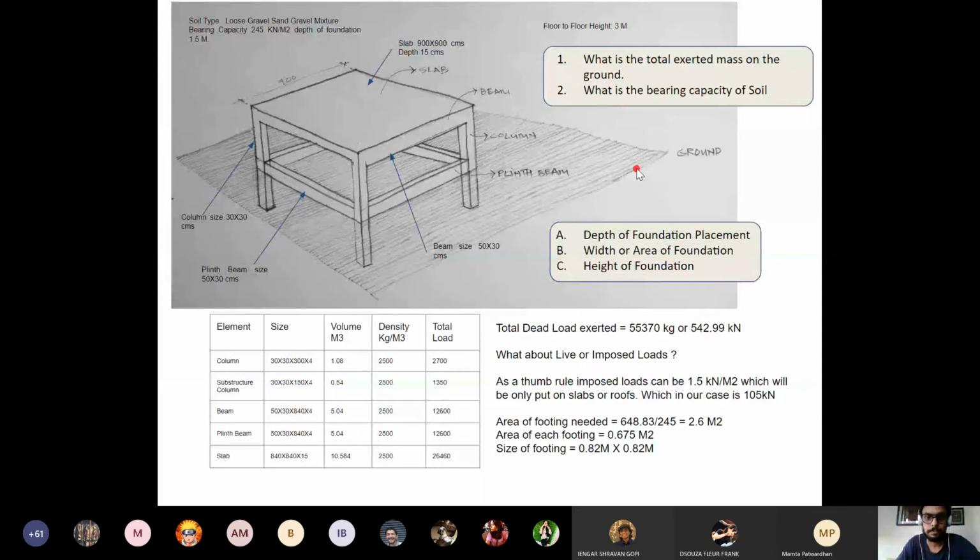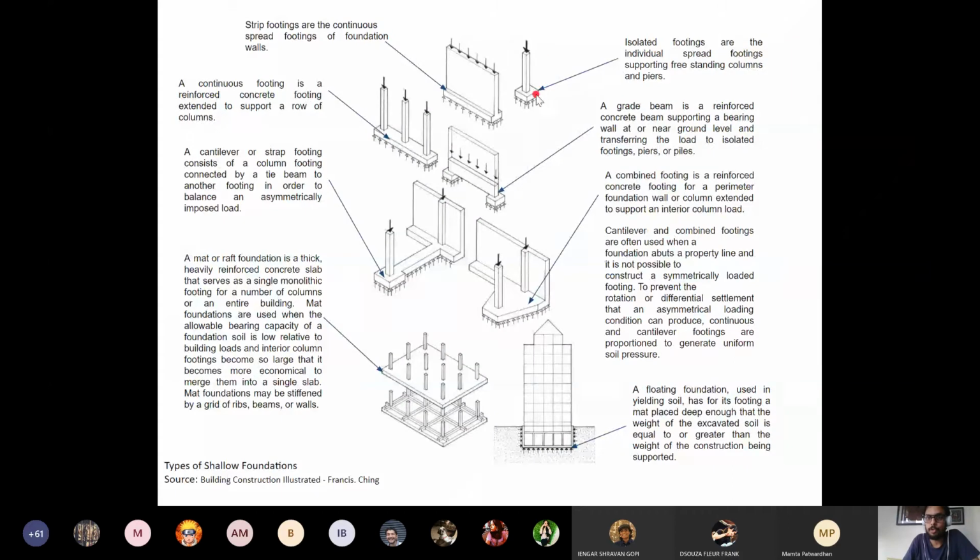The first one, which is a very standard and common one, is isolated footings. These are individual spread footings and they support freestanding piers. Then you have something called strip footings, which are continuous spread footings of foundation walls. The third is a continuous footing, a reinforced concrete footing extended to support a row of columns. So you can also have a continuous footing that supports a row of columns, as you can see.